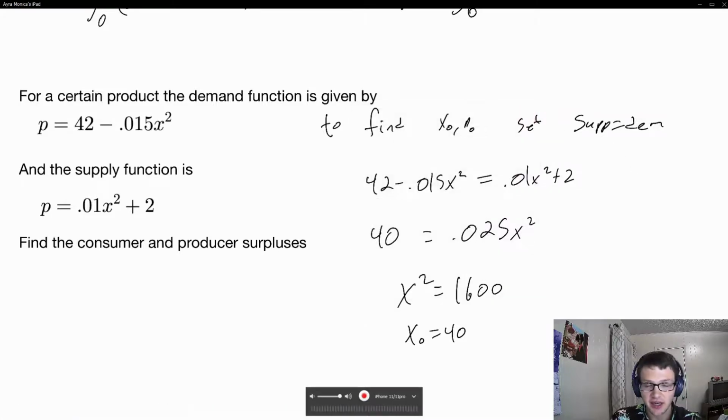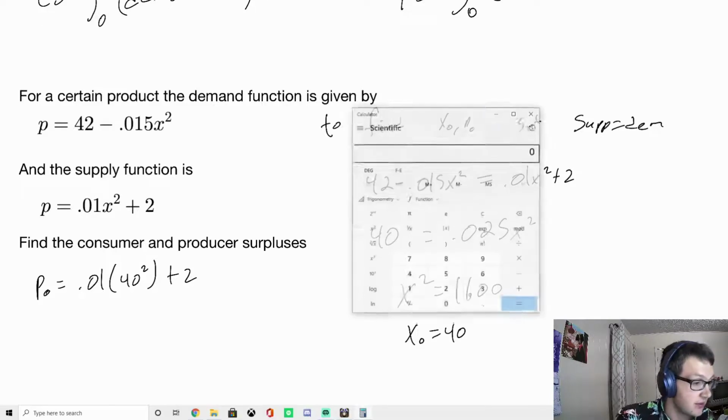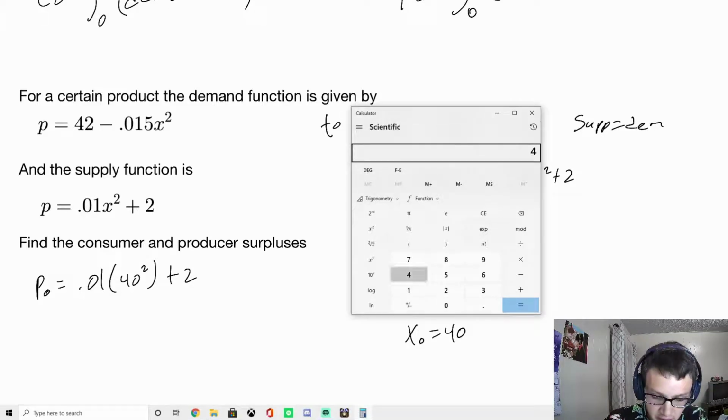Let me exit out of that calculator right quick. Our x naught is 40. To find the right p naught value, we just plug x naught, the value we just found, into one of these functions. So then p naught is 0.01 times 40 squared plus 2, which, pardon me while I break out a calculator, 40 times 40 is 1600, times 0.01 is 16, plus 2 is definitely 18. So p naught equals 18.